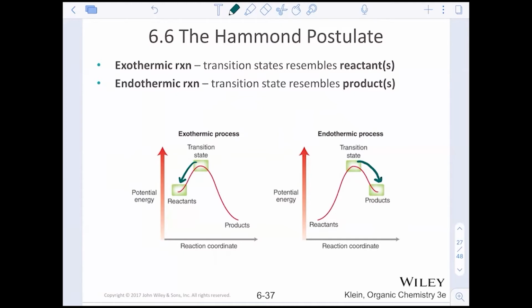When we get into actual reactions in Chapter 7, this will become a little bit more apparent. But what this means is in an exothermic reaction, reactant stability is very important to understand the transition state stability. In an endothermic process, the products are important for their stability to understand the stability of the transition state.